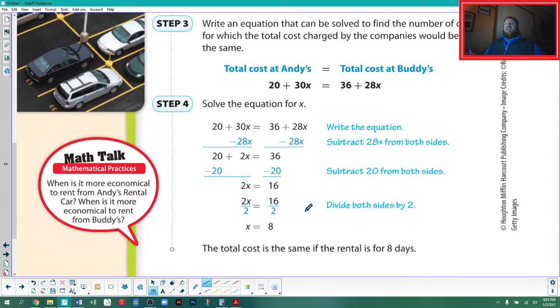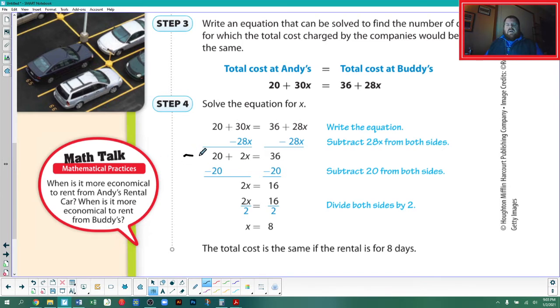So then once we have all the x's on one side, we want to take the units away from that side. Since I have the x's on the left, I want to get the numbers off of the left. Since we had 20 here, we'll subtract that. 20 minus 20 is 0. And on the right side, we get 36 minus 20, which is 16. So we're left with 2x equals 16. So we divide both sides by 2, and we get x equals 8.